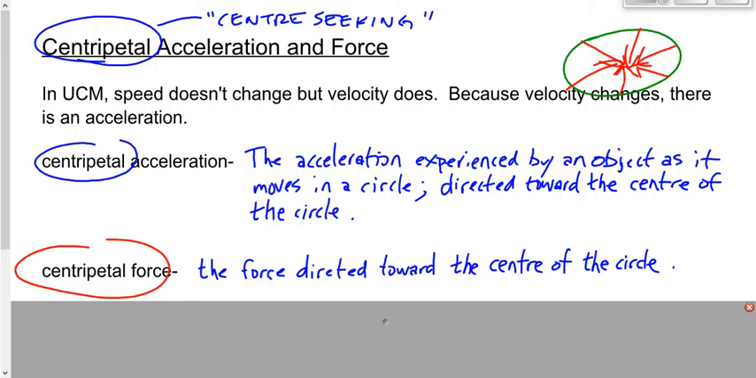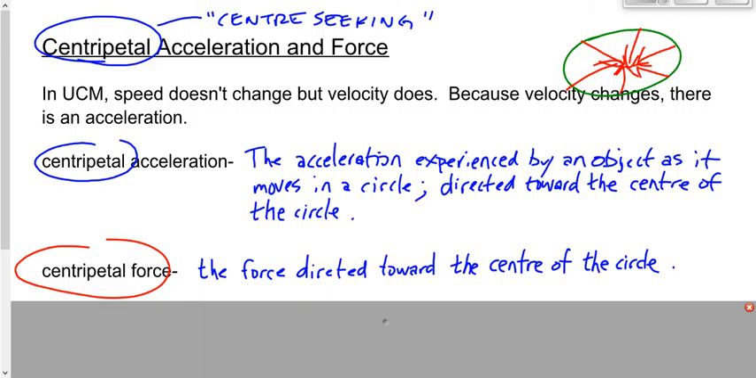So clearly, the centripetal force must be pointing toward the center, right? And if the centripetal force is pointing toward the center, then the centripetal acceleration must point towards the center as well, because acceleration has to be in the same direction as the net force. Does that make a little bit of sense? Center-seeking acceleration, center-seeking force, the acceleration and the force that point toward the center of the circle. That's the force and the acceleration that keeps the object from going in a straight line.